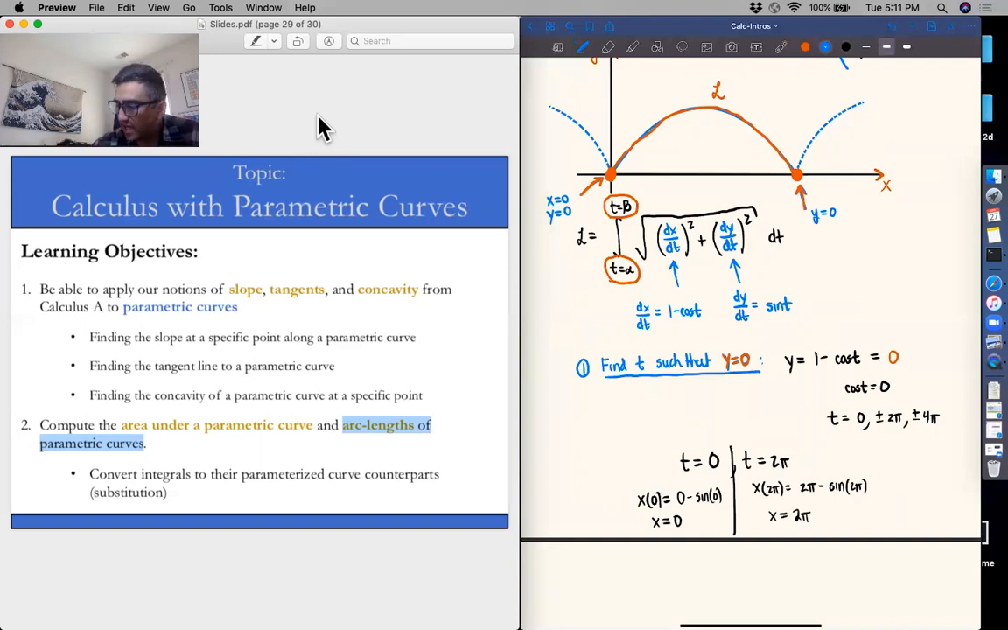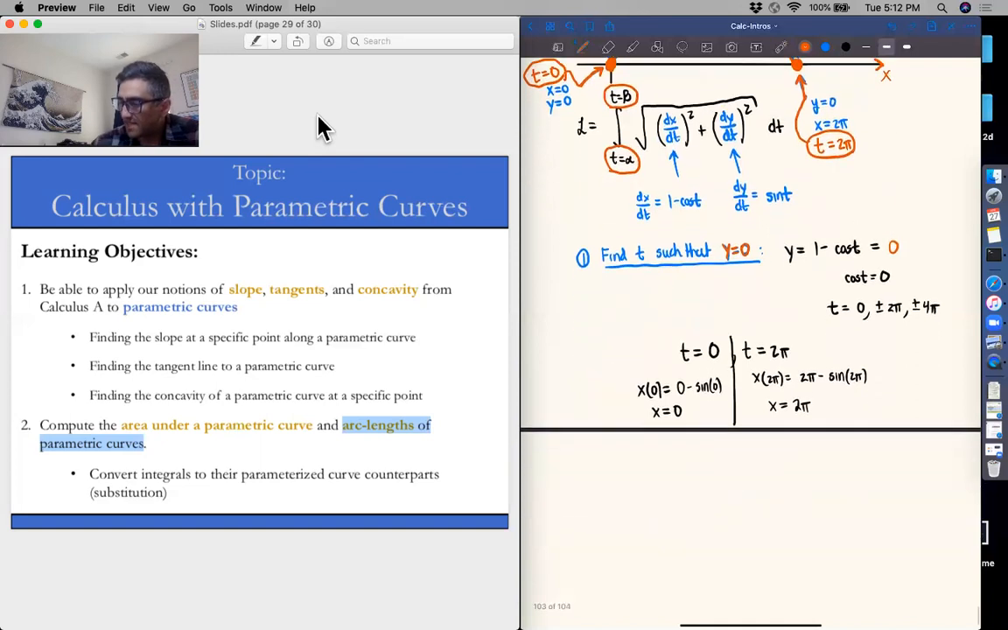So at the second point here, we also know that x is equal to 2 pi. But really what's important is we know that t is equal to 2 pi at this point. And at that first point, we know t is equal to 0. So we do actually have bounds now for our integral. So let's put all of this together. Our arc length integral then goes from t equals 0 to t equals 2 pi.